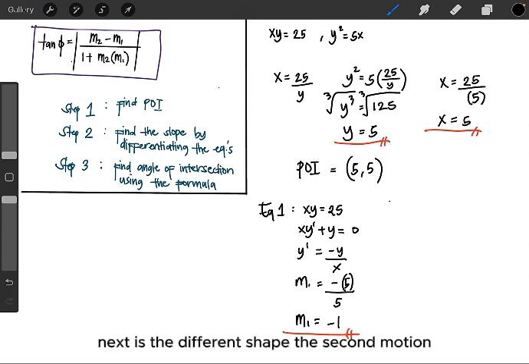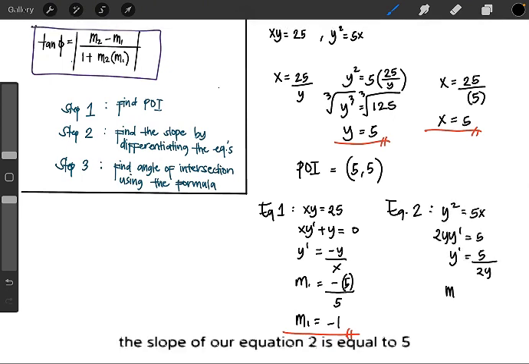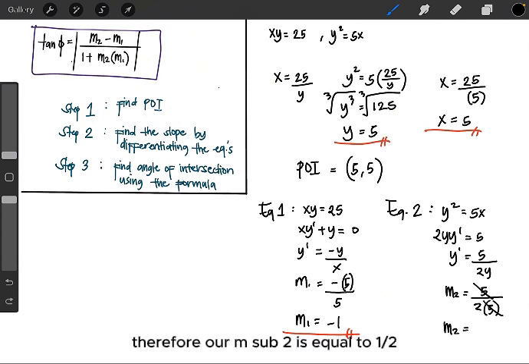Next is to differentiate the second equation. The slope of our equation 2 is equal to 5 over 2 multiplied by y, which is equal to 5. Therefore, our m sub 2 is equal to 1 half.